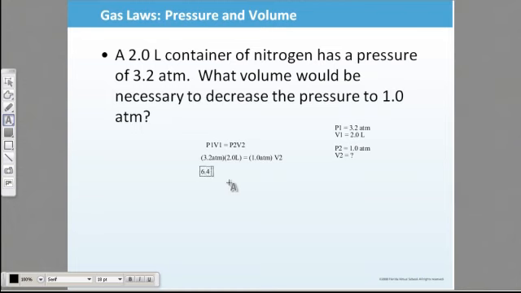Okay, so we got 6.4 atmosphere liters on this side equals still 1 atmosphere times V2. And then of course to get the V2 by itself, we have to divide both sides by the 1, right? So we divide that side by the 1, we divide that side by the 1, so they'll cancel out.